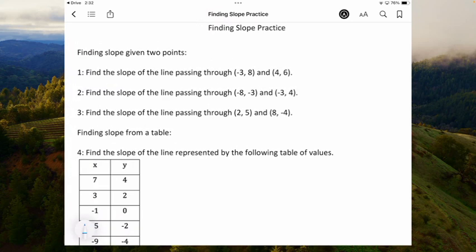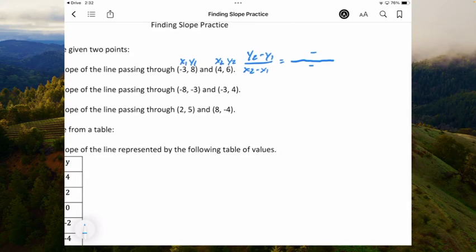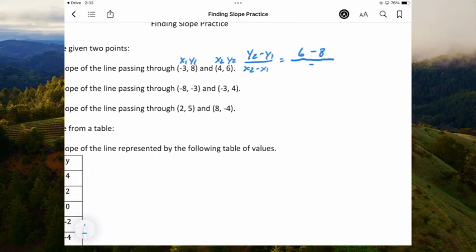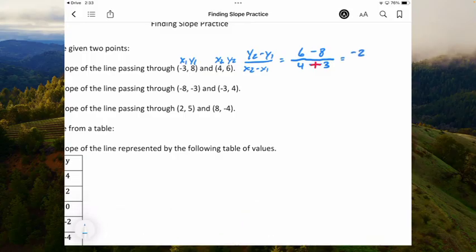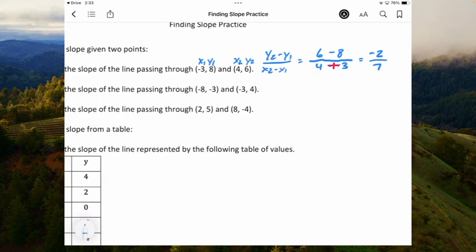Okay, slope between 2 points again: x1, y1, x2, y2. We've got y2 minus y1 over x2 minus x1. Template. y2 is 6, y1 is 8, x2 is 4, x1 is -3. We're going to turn those double negatives into a positive. 6 minus 8 is -2. 4 plus 3 is 7. That cannot be simplified.